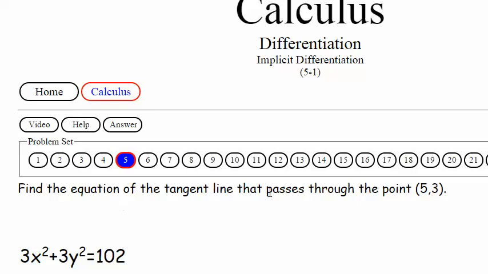It says find the equation of the tangent line that passes through the point 5, 3. I better write that down too, or I'll forget it. 3x squared plus 3y squared is equal to 102, and the point is 5, 3. What is that anyway? That's a circle, isn't it?